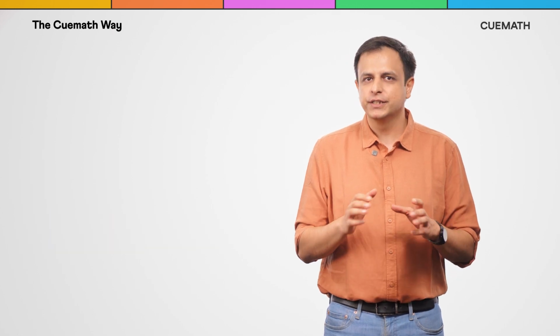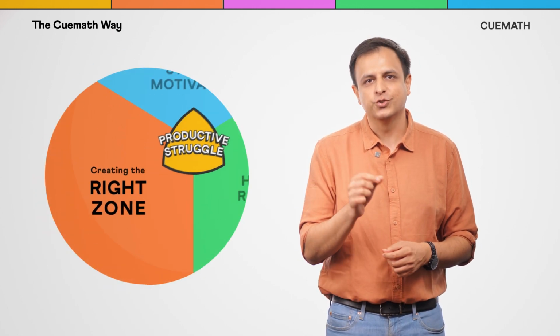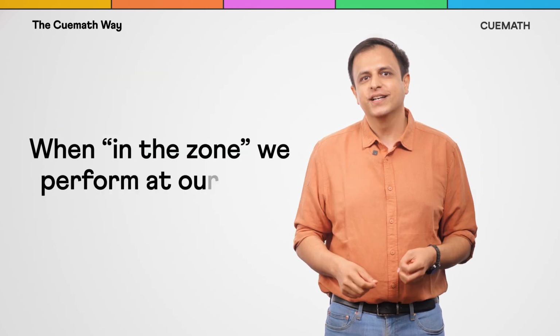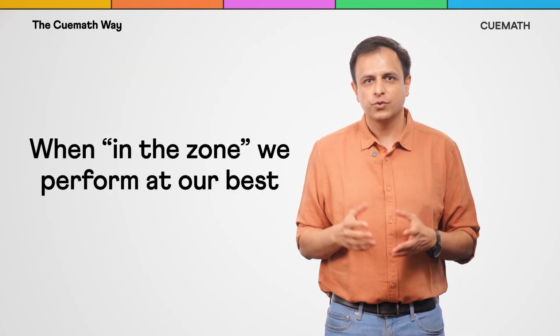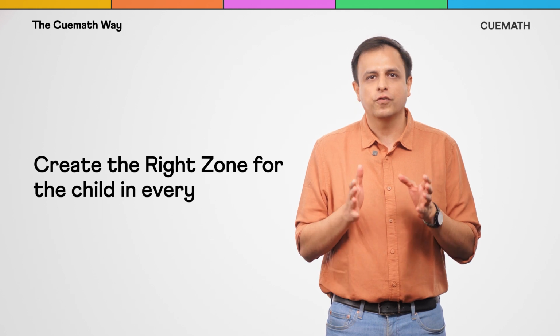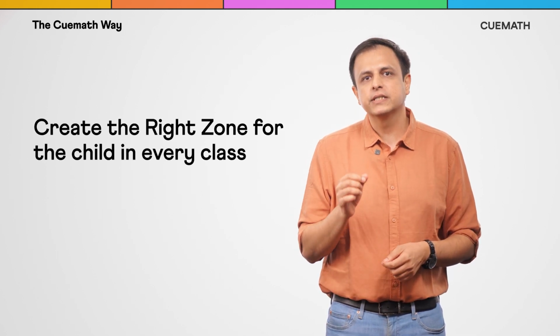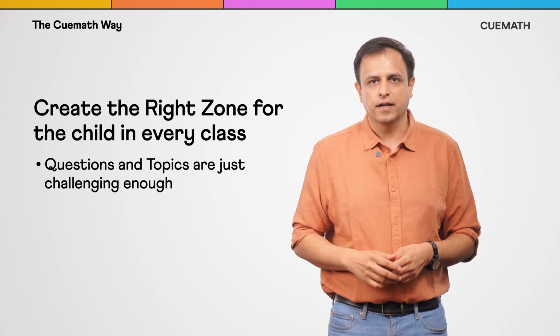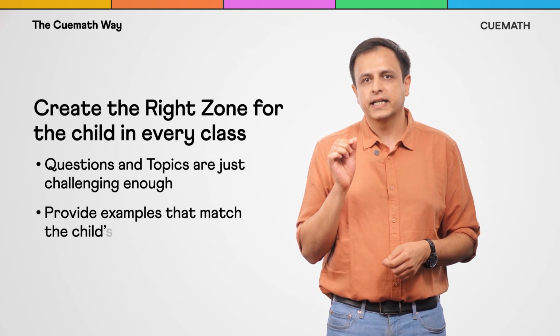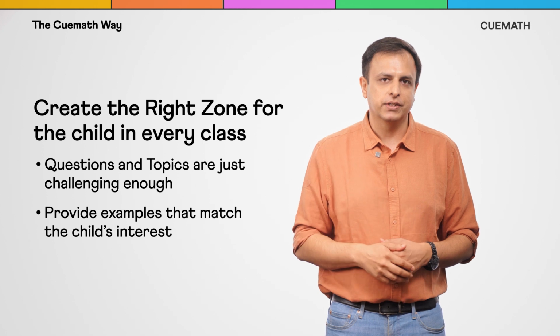Now we're going to explore the first key strategy to achieve productive struggle, the right zone. When we are in the zone, we perform at our best. So our goal is to create that right zone for the child in every class. To do that, we need to make sure the questions and topics are just challenging enough, and we provide explanations and examples that match the child's interests.